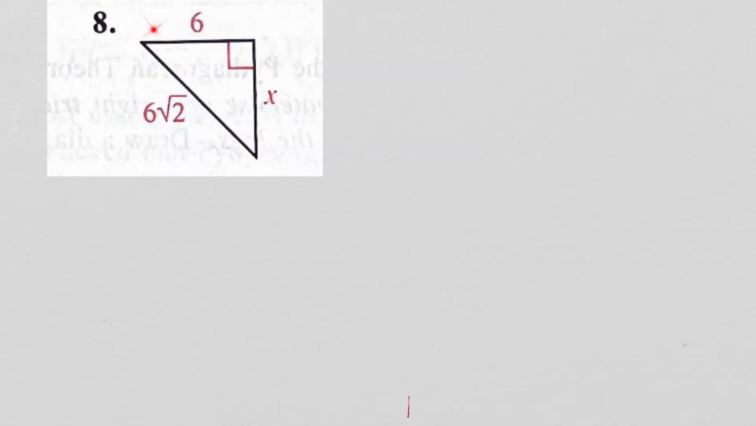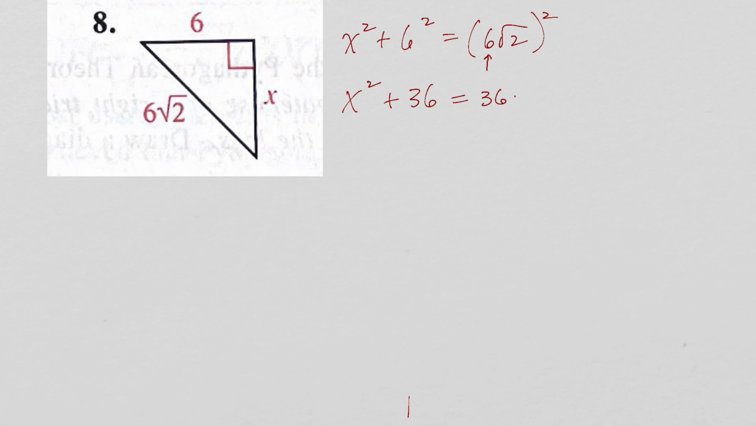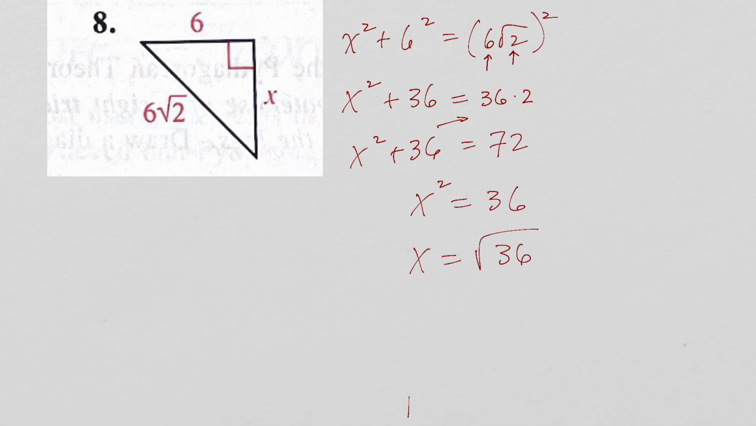Okay, this is our hypotenuse. So x squared plus 6 squared is equal to 6 root 2 squared. That's 36. And when you square this, you get 36. And when you square this, you get rid of the square root, which is a 2. So that's 72. So now we're going to bring that over by subtracting. 72 minus 36 is 36. So x is equal to the square root of 36, which is 6.